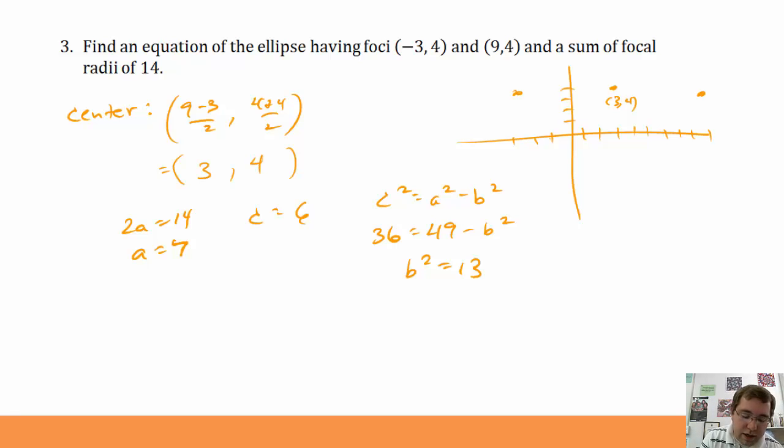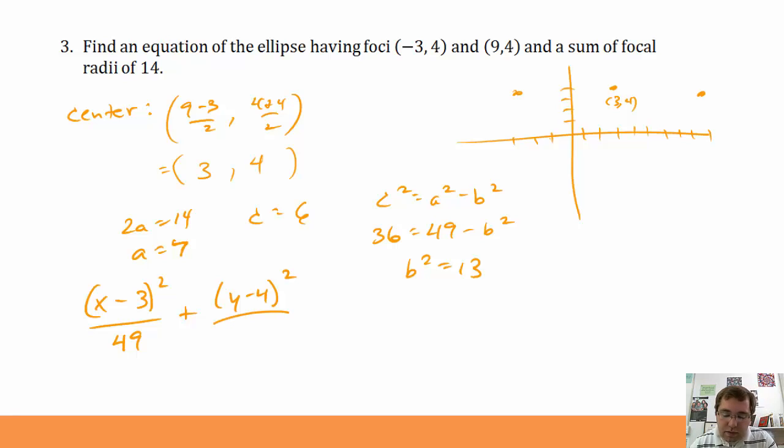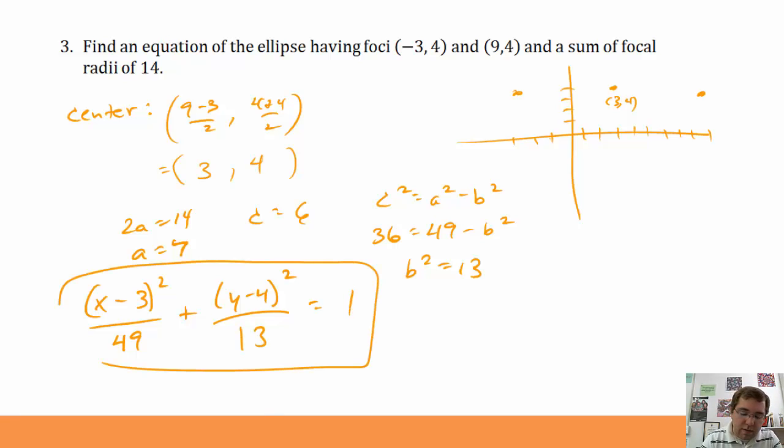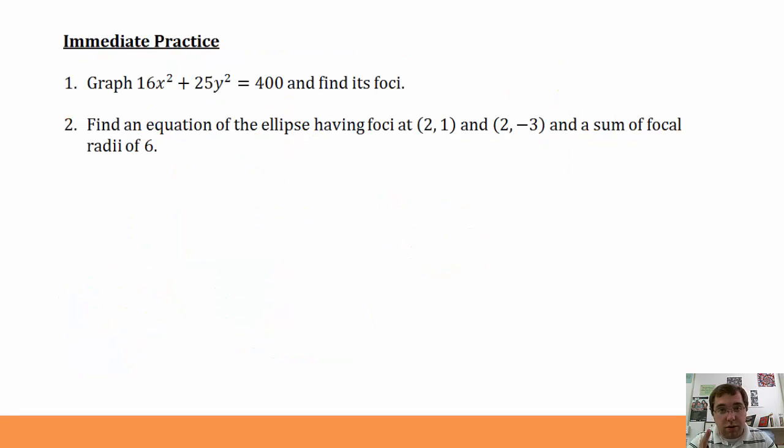So my equation will be x minus 3 quantity squared over, since this is positioned horizontally, the foci are on the same horizontal line as the center, then the a squared is going to go underneath the x squared. So this is over 7 squared, which is 49, plus y minus 4 quantity squared, since my center was at 3, comma 4, over b squared, which is 13, and that equals 1. There's my equation. And here are your immediate practice problems.